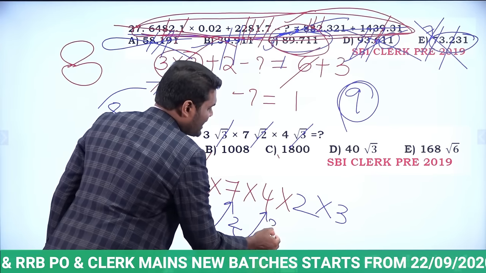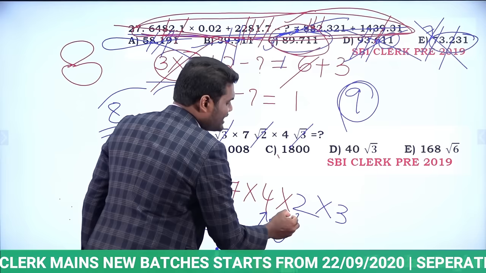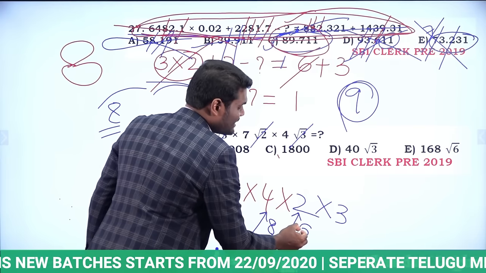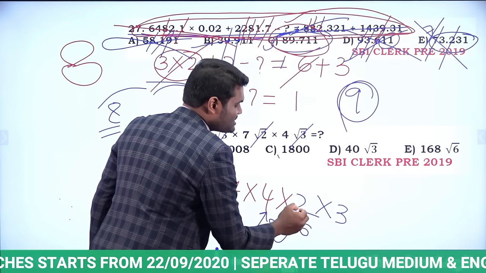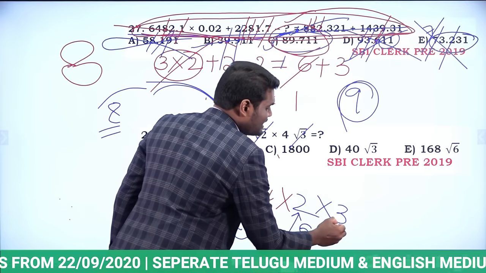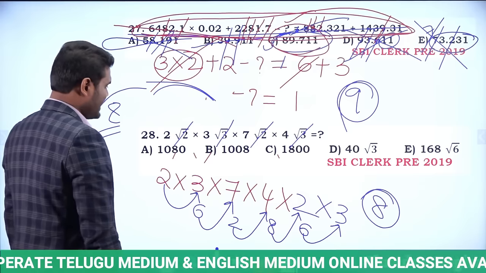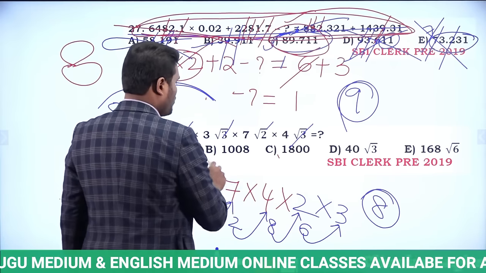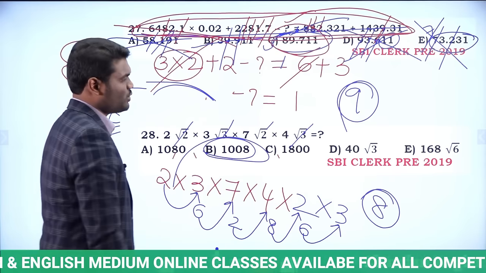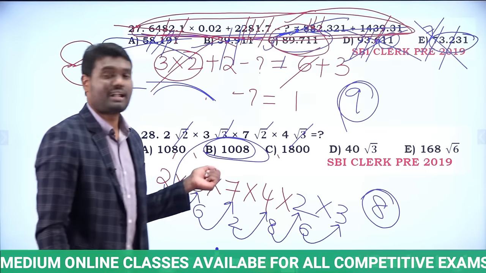2 into 4, 8. The last digit will be 8. 8 into 2, 16. The last digit will be 6. 6 into 3, 18. The last digit will be 8. Now check the options for last digit 8. You have only one option with last digit 8, which is 1008. So you can mark the answer as 1008.